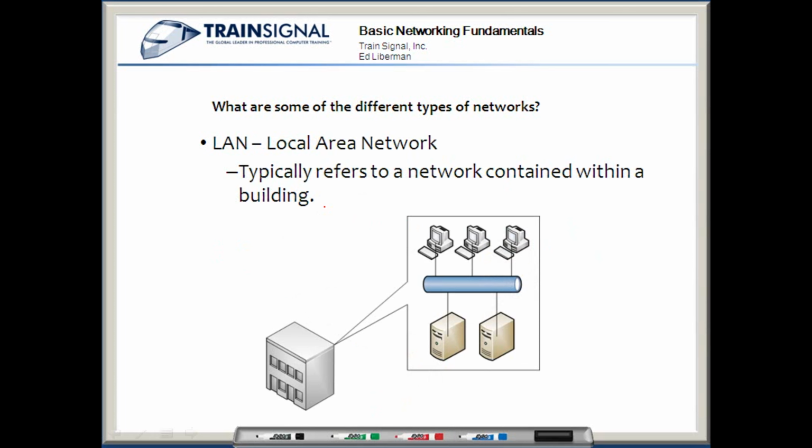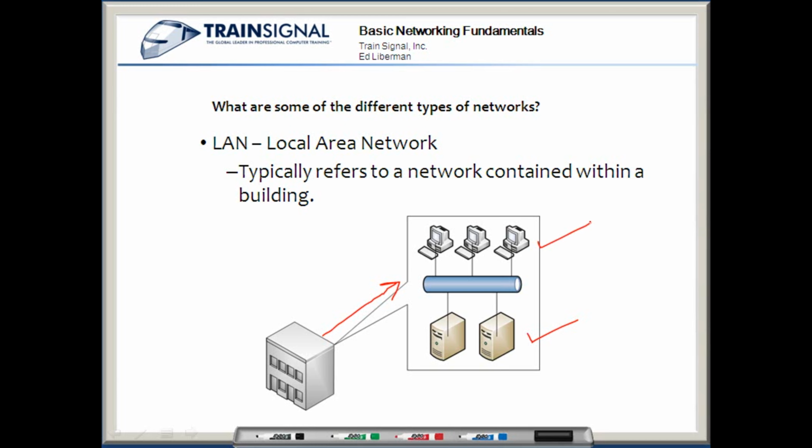Alright, now let's move into this whole LANs, CANs, MANs, and WANs. First of all, LAN. LAN stands for Local Area Network. Now, it typically will refer to a network contained within a building. And that's what we have here, right? We have our building, and inside our building, here is our network. And you can see that we have a couple of servers on our network and a few clients on our network.